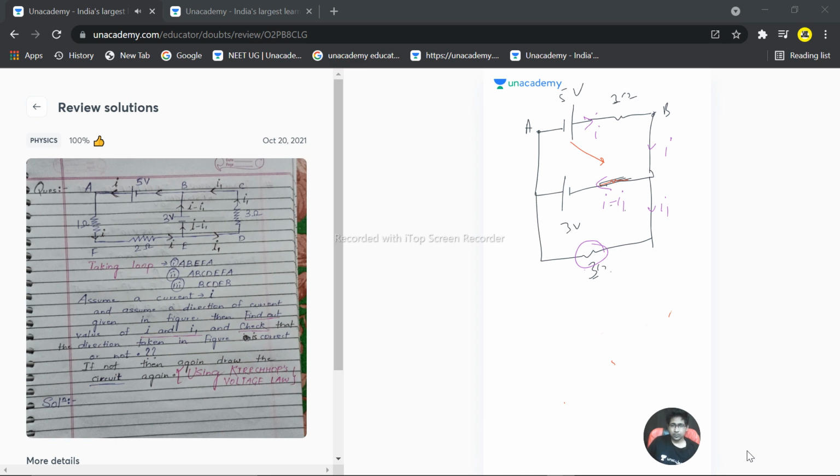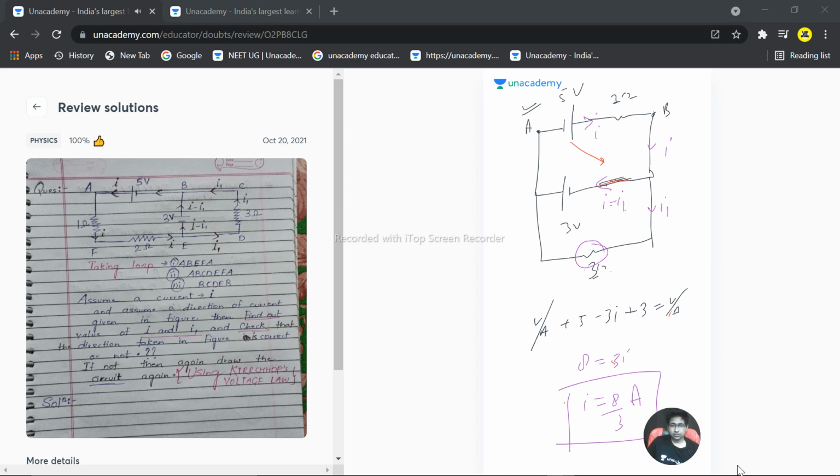I'm starting from point A itself. So VA plus 5 minus 3I, and plus 3 is equal to VA, correct? So this is coming out to be 5 and 3, 8 is equal to 3I. So I is simply 8 by 3 ampere. That is the value of I we are getting right now.